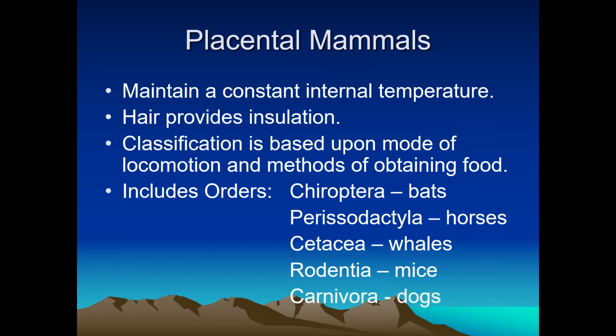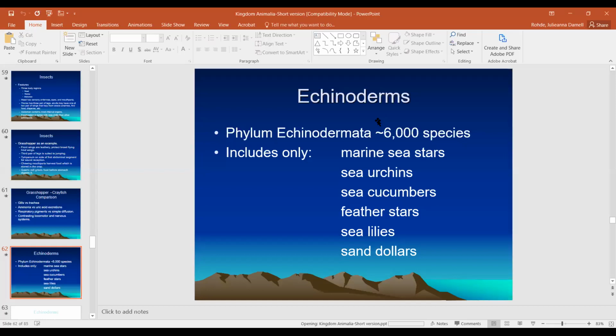So this is just an example of five different orders within this class. And I give this to you so you can see the diversity within class Mammalia. We've got something that flies, but it's not a bird, bats; horses, large land animal; whales, large marine animal; mice, little small thing; dogs, something you're really familiar with. All right, and that's it. That is the end of the animal kingdom.